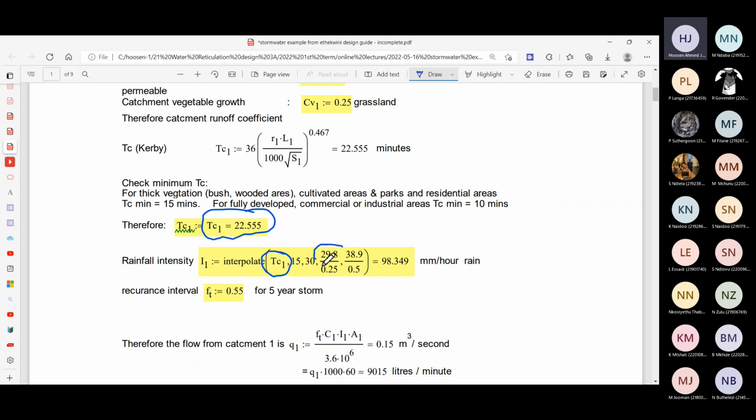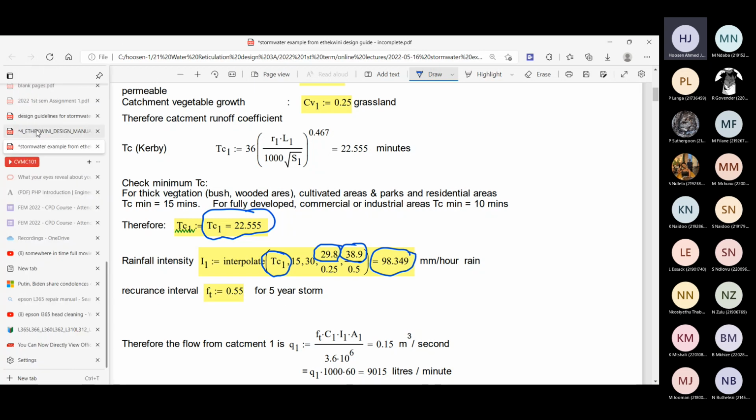And you can see those were the two values that I read off from that table. Right? Just now when I showed you that spreadsheet, you saw those two values there, 29.8 and 38.9. So that's where those two values came from, that spreadsheet. And you can then work it out and you arrive at a rainfall intensity of 98.349, which they've just given you that value at this point.